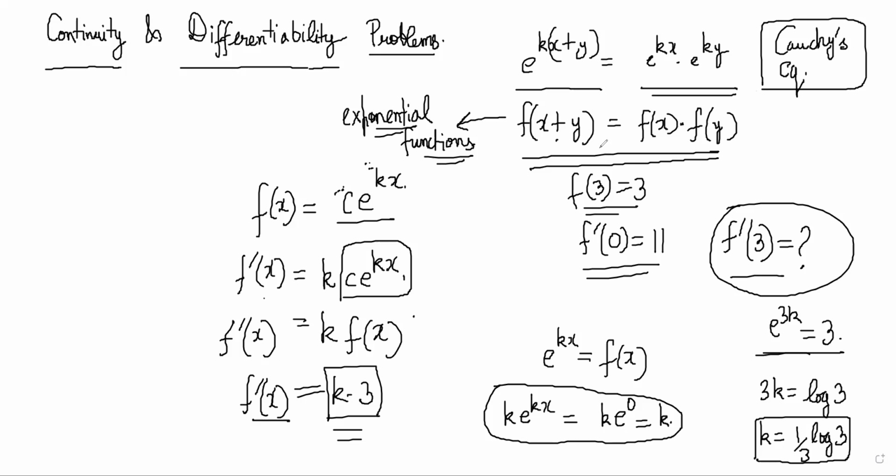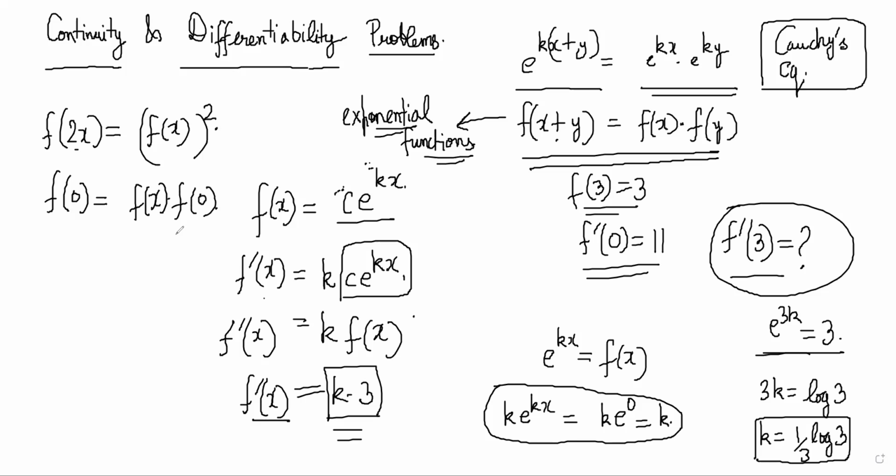You will have to use mathematical induction, I think, because otherwise what we were getting in the previous class is that f of 2x was equal to f of x whole square and stuff, right? Things like this. Also, f of 0 was equal to f of x into f of 0. Right, f of x was equal to this, where I have put y as 0.